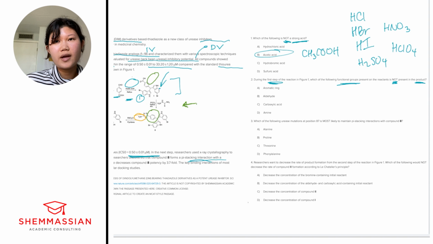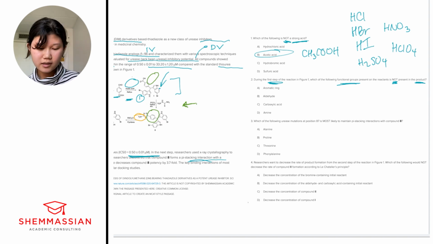Okay, so A, aromatic ring. So do the reactants and the products have an aromatic ring? And yes, they do. So this is an aromatic ring. This is also an aromatic ring. So yes, they both do have an aromatic ring. And because the question says not, we can cross that out.